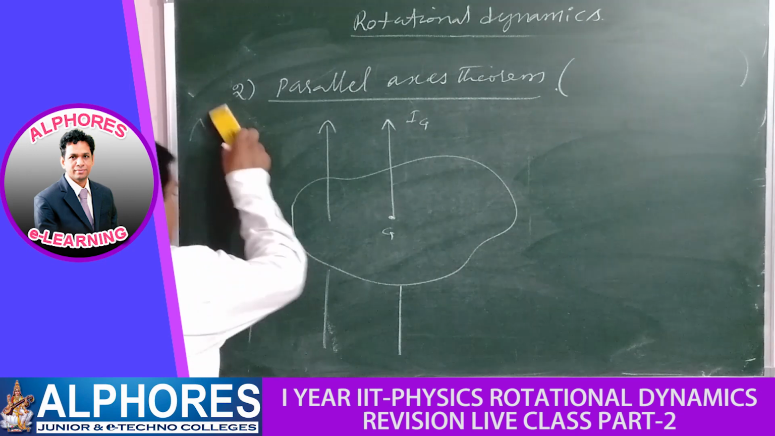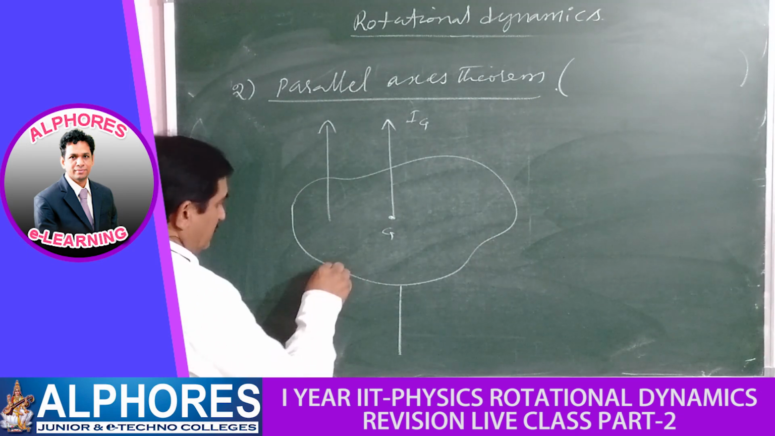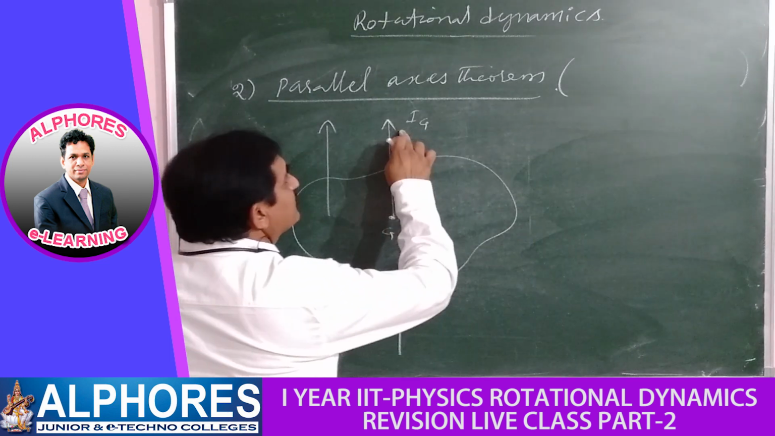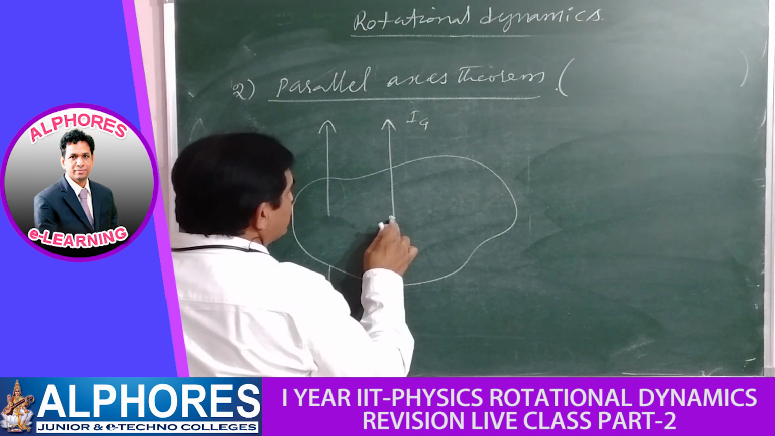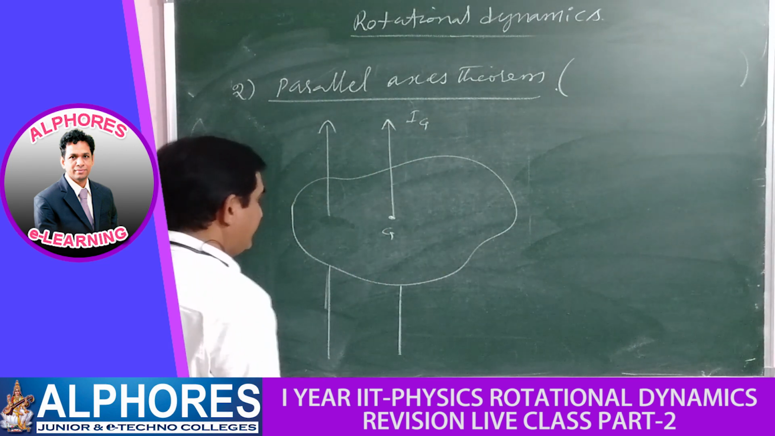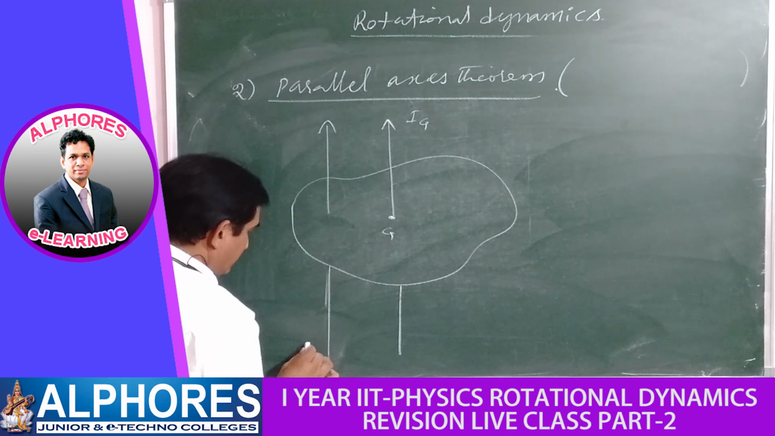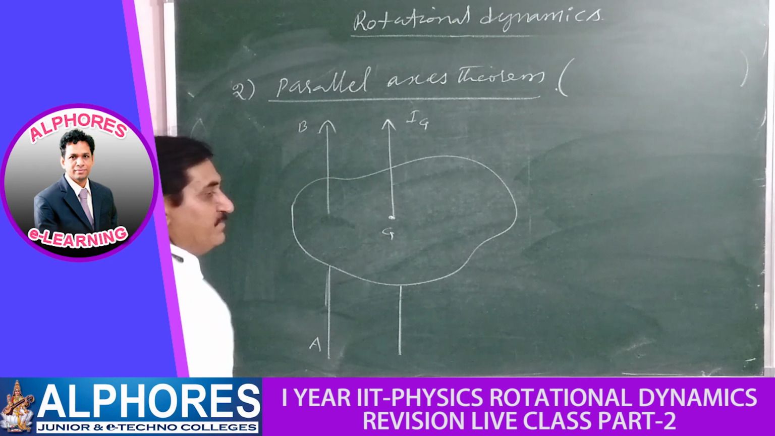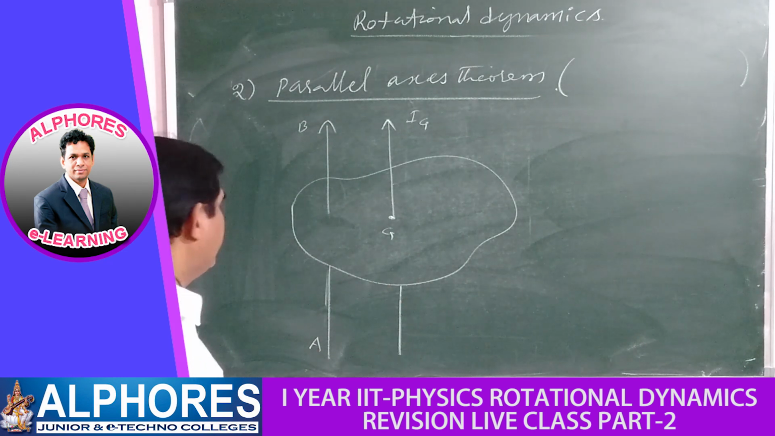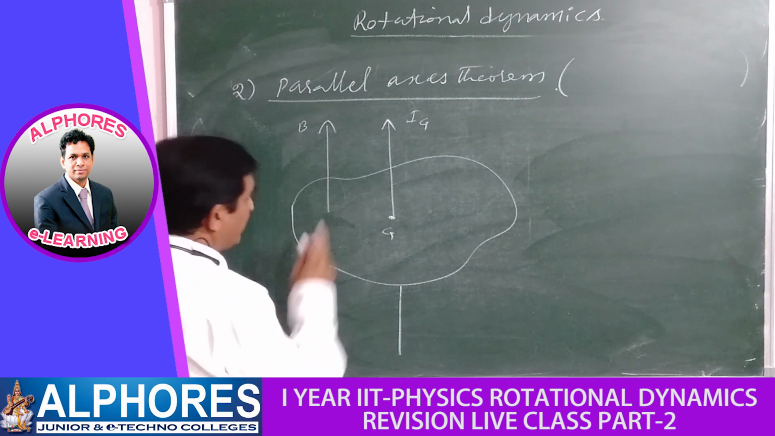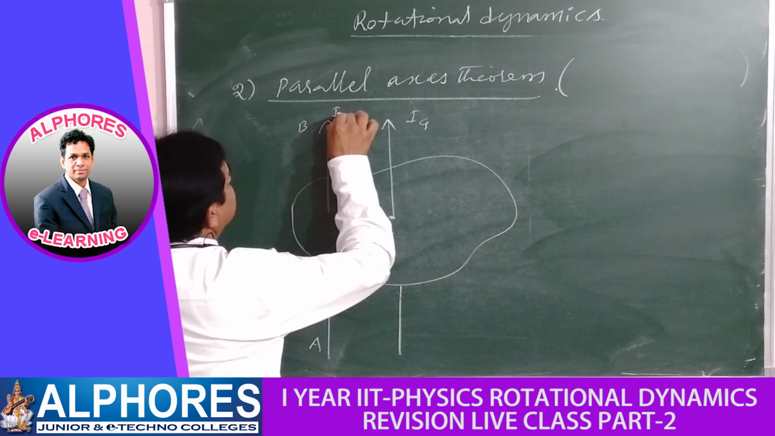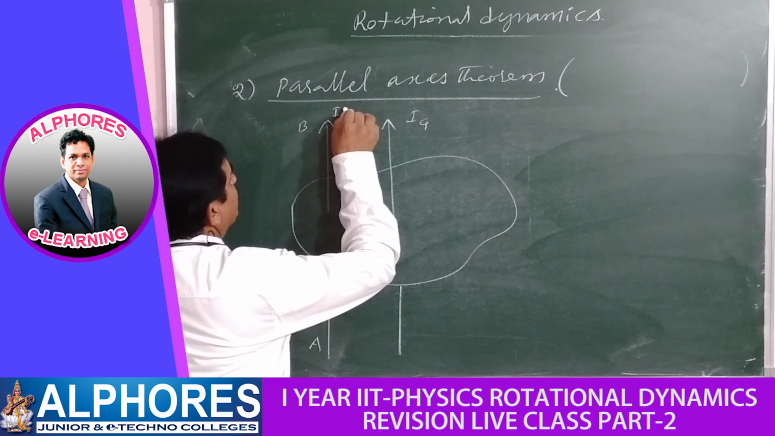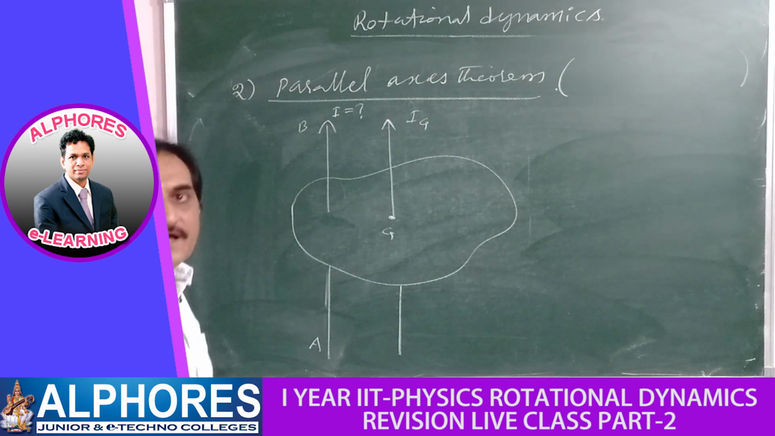So here there are two parallel axes. We know the moment of inertia about this axis passing through the center of gravity. So let us find the moment of inertia about some other axis which is parallel to the first one, which is AB. Its moment of inertia is, say, I. So we are going to find I.